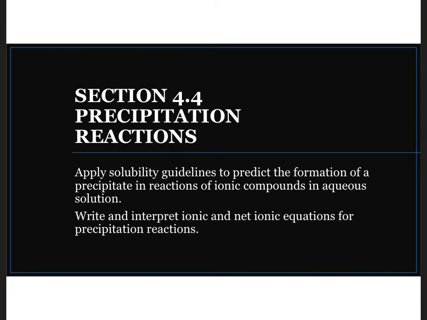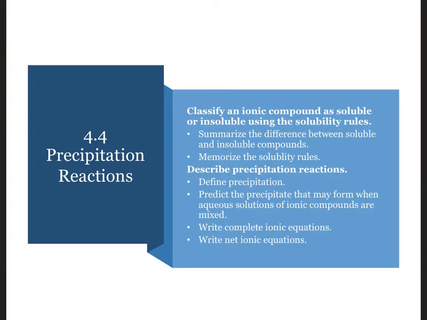Section 4.4 will introduce us to the solubility rules for ionic compounds so we can predict when a precipitate will occur, allowing us to write complete ionic and net ionic equations to describe this process. Unfortunately, this does require rote memorization of solubility rules so we can predict precipitation reactions. Let's begin.